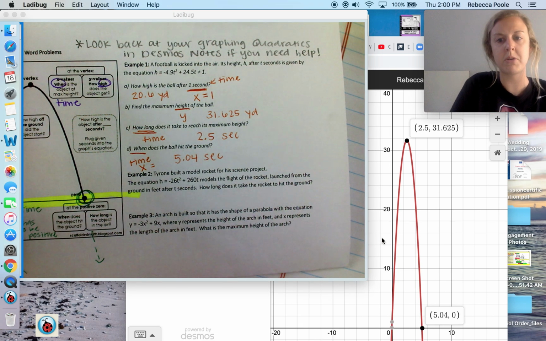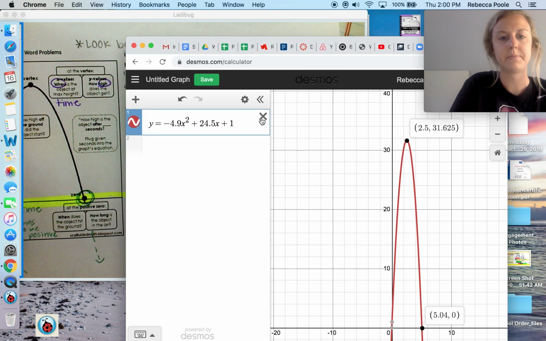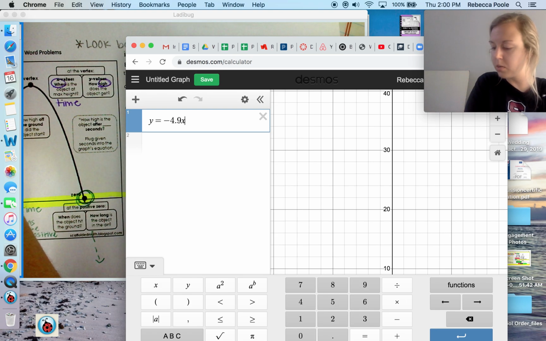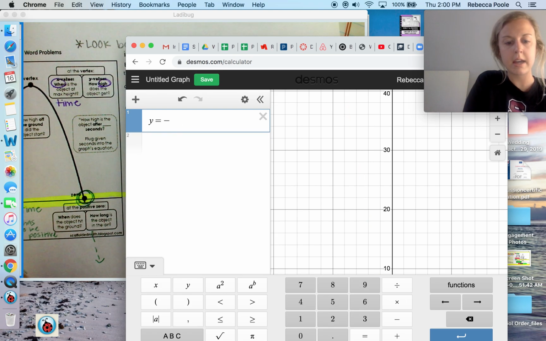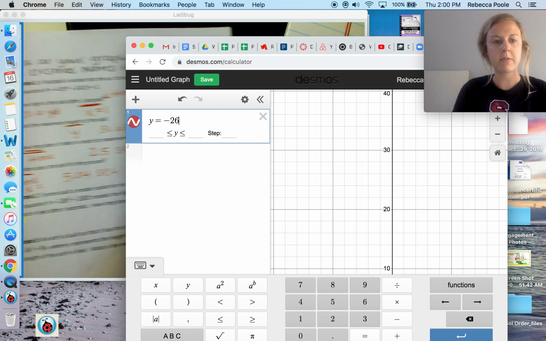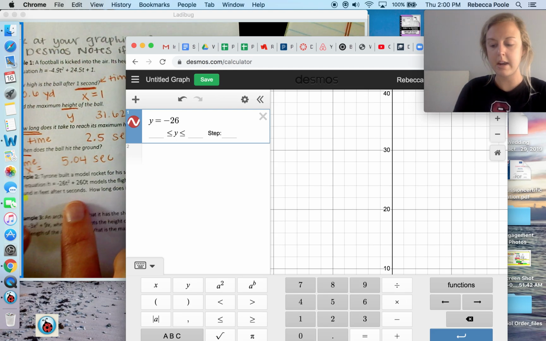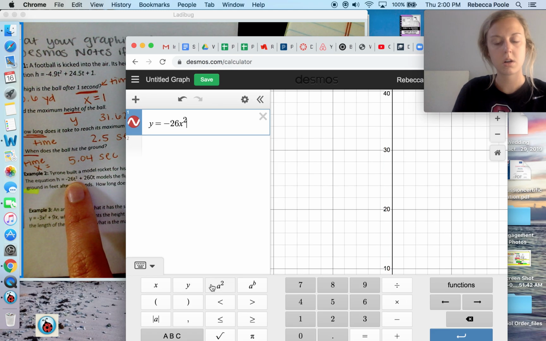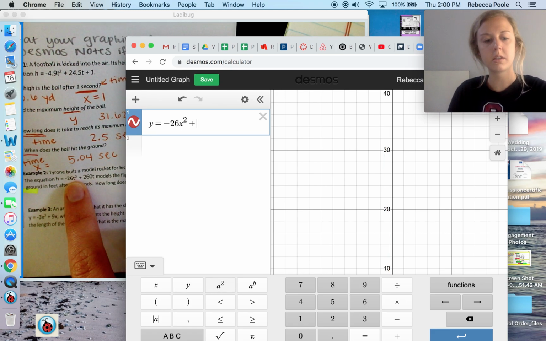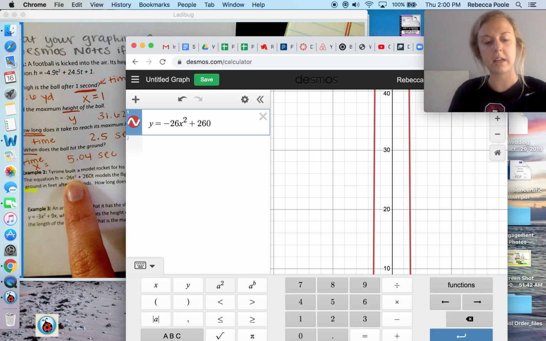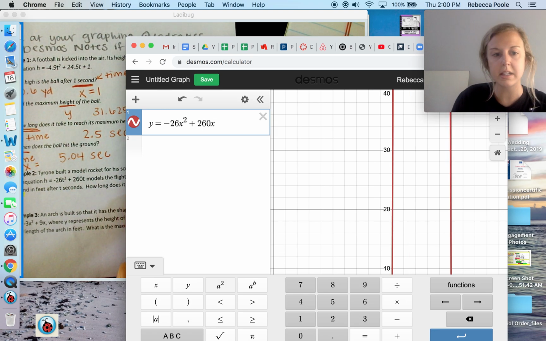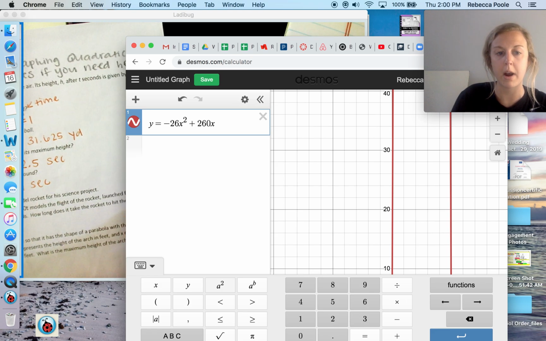Can we just do number 2? Let's just do number 2 really quick. So for number 2, they gave us y equals negative 26x squared plus 260x, okay? Let me move this so y'all can see it. And it says, how long does it take the rocket to hit the ground?